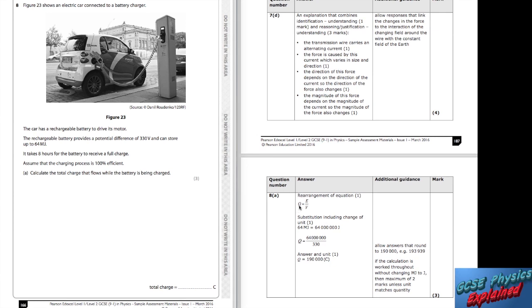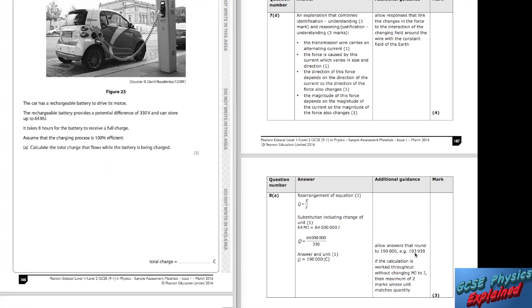So the equation we use is charge equals the energy divided by the voltage. Substitution including change of unit. So we've got 64 megajoules equals 64 million joules, remember. Pop that into the equation. That's your energy, that's your voltage. The answer comes out as 190,000 coulombs if we've rounded it up. So it should be 193,939.